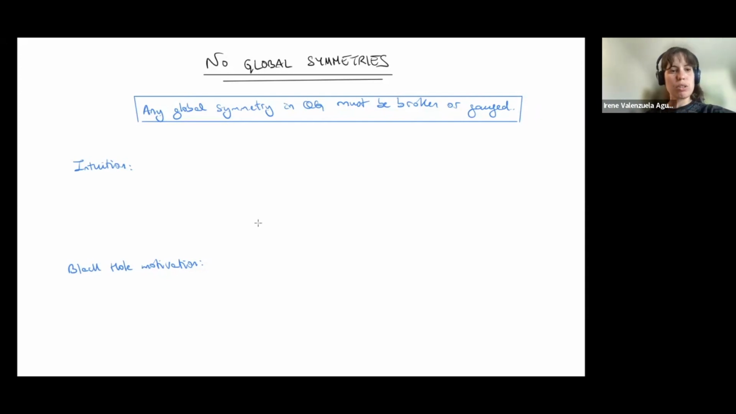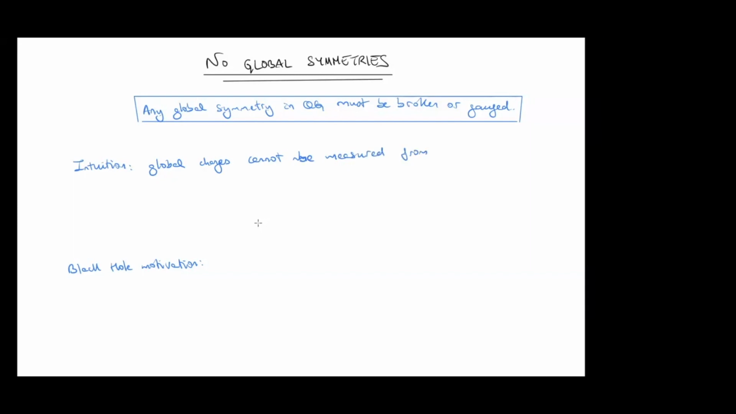Okay, so what is the intuition? Well, the intuition is that the difference between global and gauged is that global charges, so whenever you have a symmetry, what you have is some conserved charge. So global charges cannot be measured.